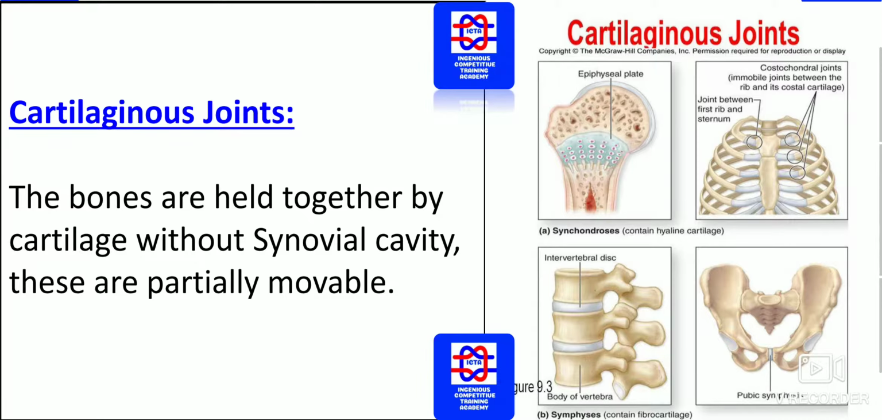So here one type of joint is the cartilaginous joints. The bones are held together by cartilage without a synovial cavity. These are partially movable. So you can see where exactly the locations of cartilaginous joints are: in the vertebra, the pubic symphysis, and the epiphyseal plate. Please go through where it is given. If you have any queries, please let me know.